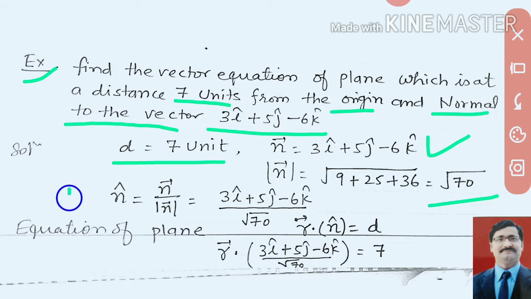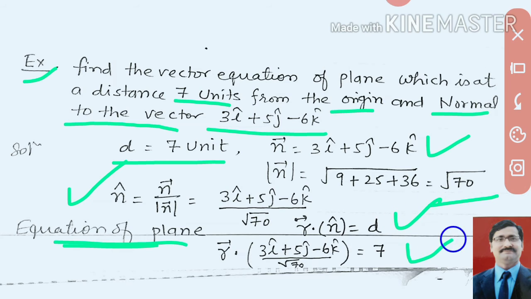Now you have to find the unit normal vector, which is n cap. n cap is n upon modulus n, that is 3i plus 5j minus 6k upon root 70. Now we know the equation of the plane is r dot n cap equal to d, so you put n cap here and equal to d. This is the equation of the plane in vector form.